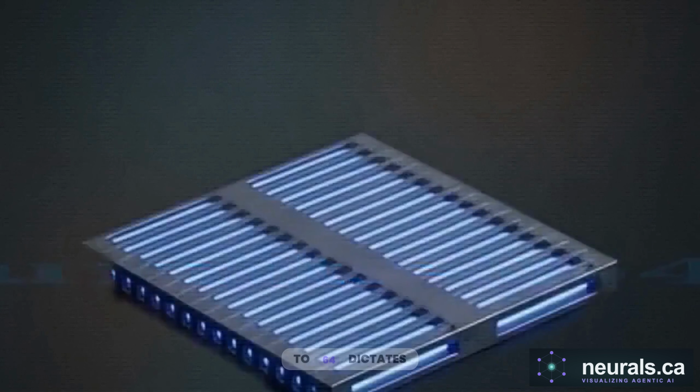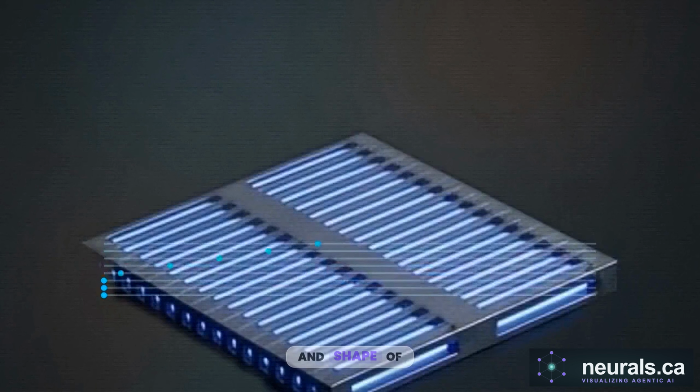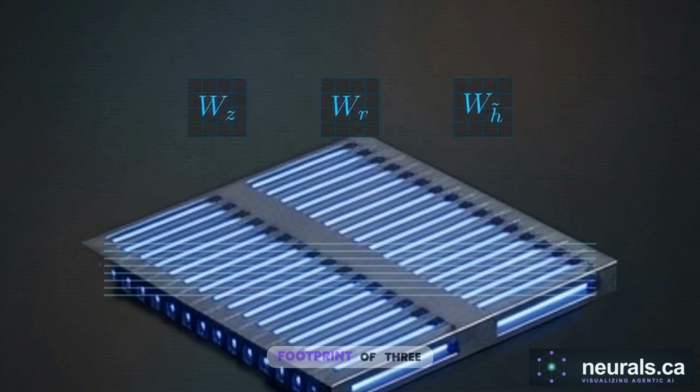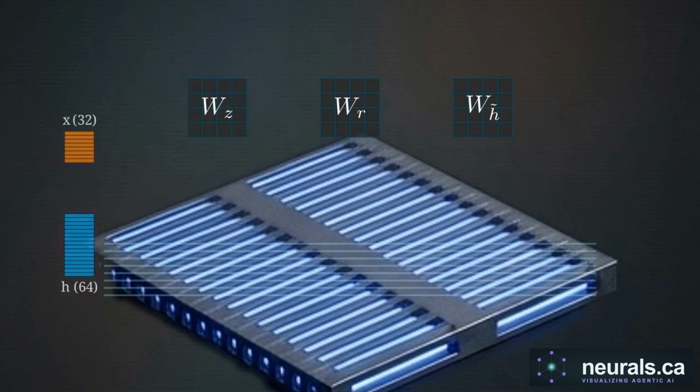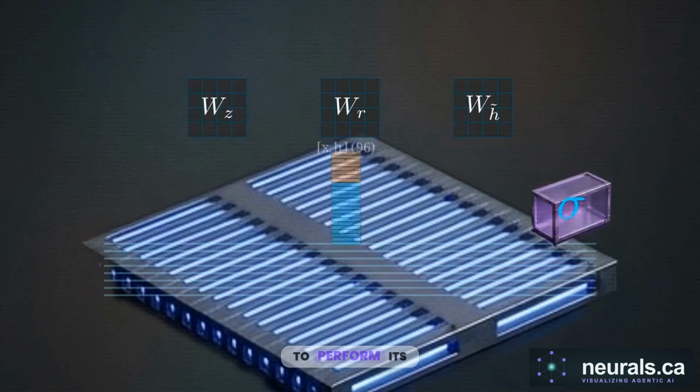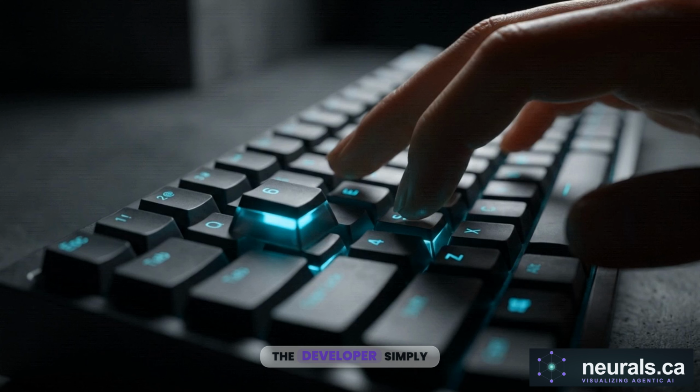Setting units to 64 dictates the exact size and shape of the hidden state, h, that will carry context across time. This single argument silently allocates the physical memory footprint of 3 internal weight matrices. The layer takes the 32-dimensional input vector x and the 64-dimensional previous hidden state h to perform its internal gating calculus. The developer simply typed units equals 64.